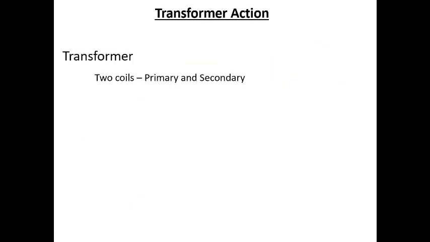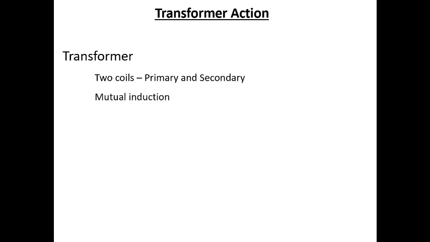All right, so in order to have a transformer, we need to have 2 coils minimum. We could have a transformer with more coils. We have a primary and a secondary. The primary is connected to the source. The secondary is connected to a load.